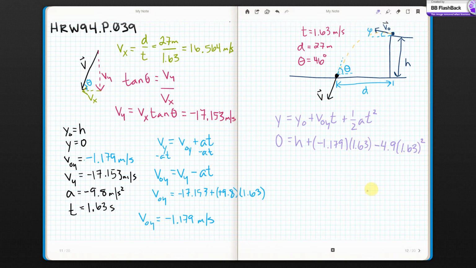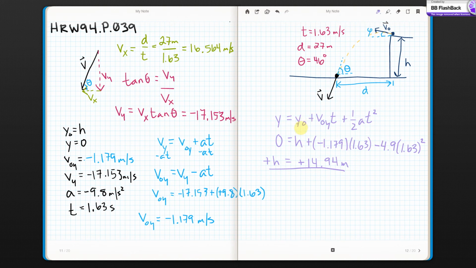1.63 squared. Okay, well, I want to get h alone. I could just subtract h to this side. In fact, I think that's what I'm going to do. Just subtract h to that side, and I get a bunch of numbers. Over here, I've got all of this, all of that. I end up with negative 14 point... Let me check that on the calculator. Okay, I checked it. Negative 14.94 meters, and then just multiply by -1 to get the answer. So I got an answer.